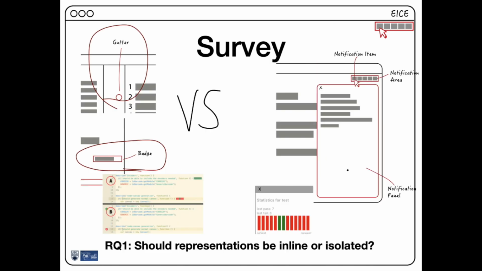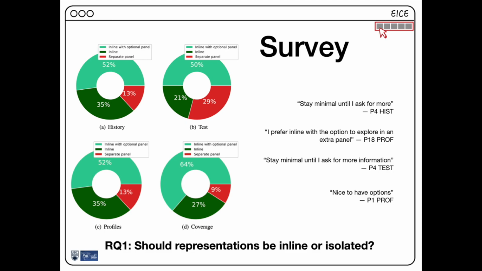For the first research question, inline versus isolated, we provided for each task a gutter representation, a badge representation, and an isolated representation. For all scenarios, most respondents prefer to have information shown in the code area, which is the inline representation, mostly because of minimalism. Some mentioned that there were too many panels in their code editors already. Some respondents also mentioned that having an optional summary panel could be very useful in addition to the inline representation.